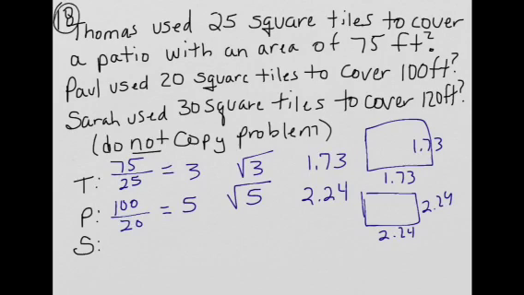Sarah used 300 tiles to cover 120 feet. So 120 feet divided by 30. Punch it into your calculator, and you're going to get 4. The square root of 4 is 2, so that means the sides of Sarah's tile are 2.